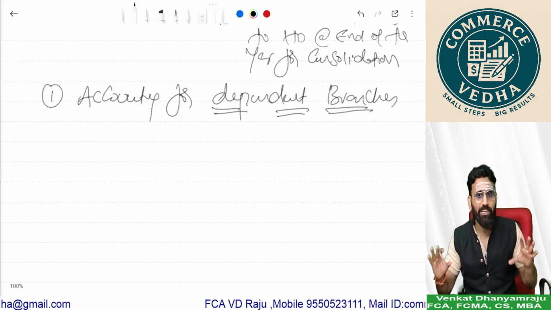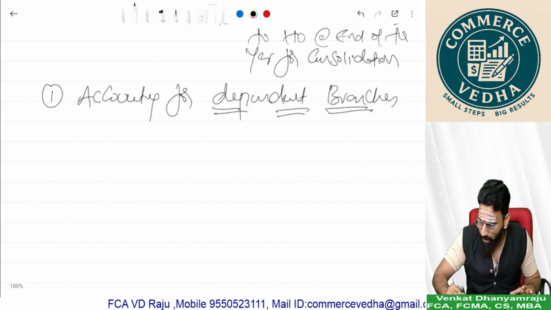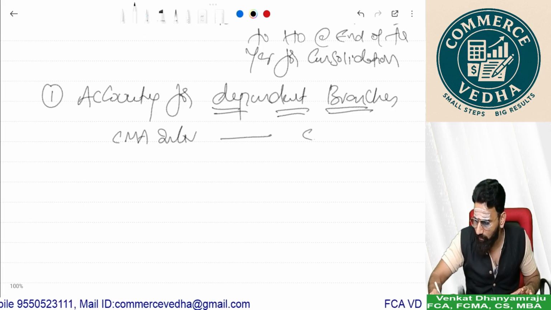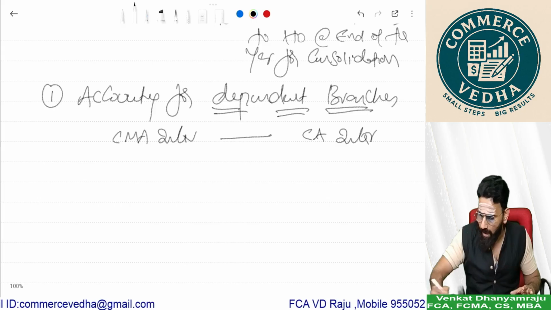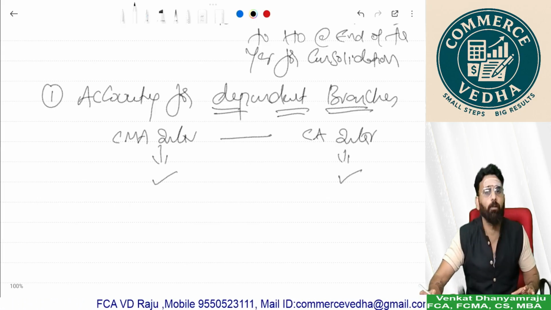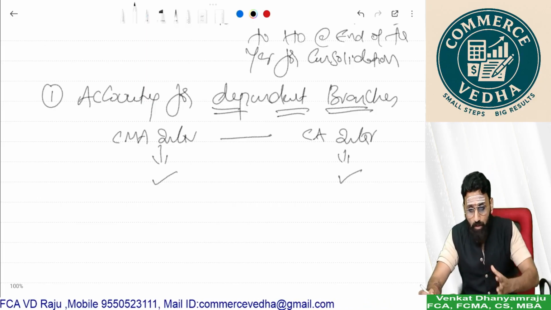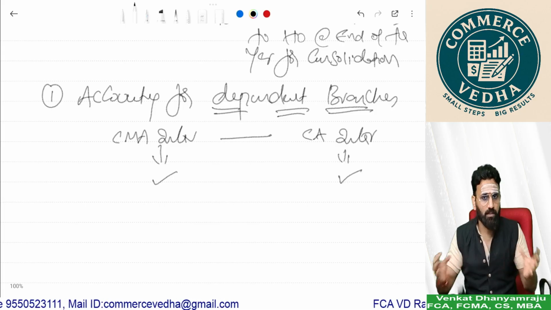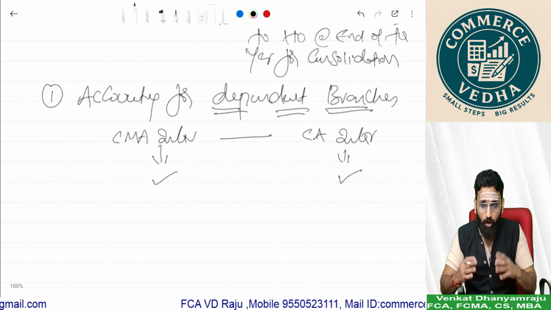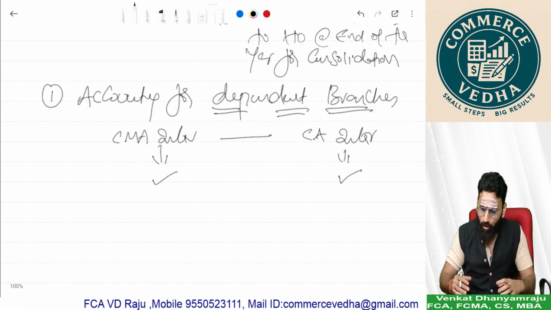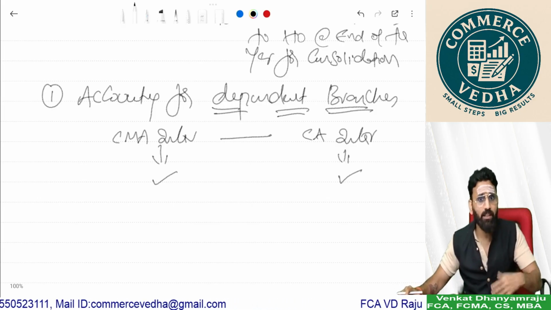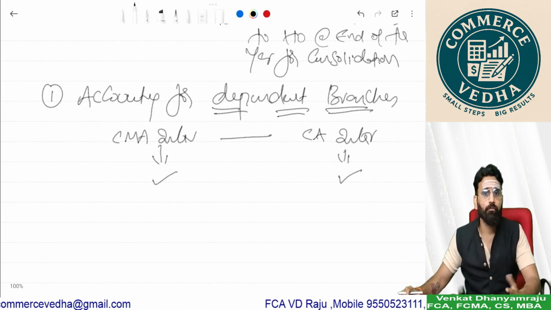I take two textbooks as reference. One textbook I'll take from CMA Inter, the other from CA Inter. I'll be solving CMA Inter problems as well as CA Inter problems, so that the students of both the professional syllabi, professional studies, can benefit by reading or listening to this particular video on dependent branch first. Let us meet in the next video on accounting for dependent branches.